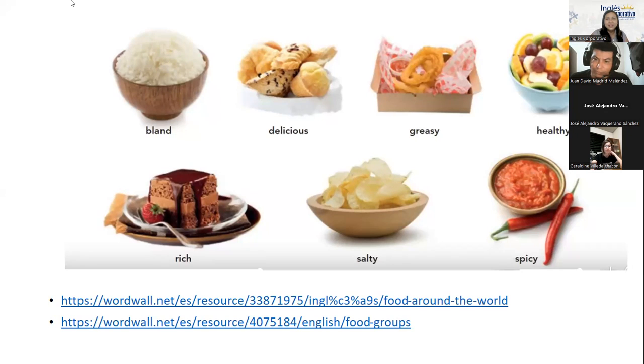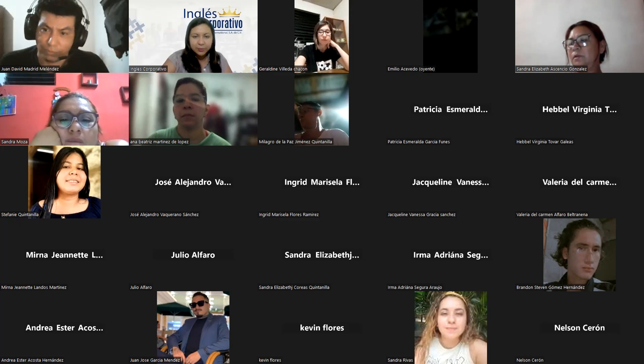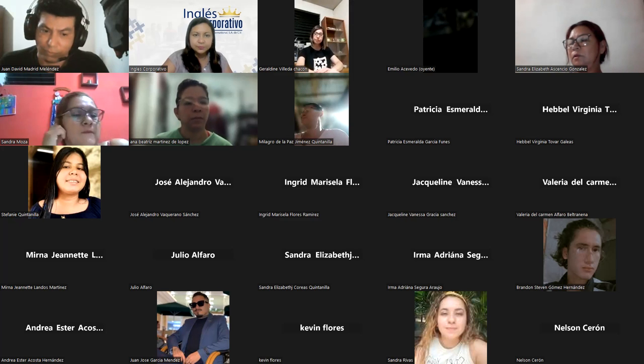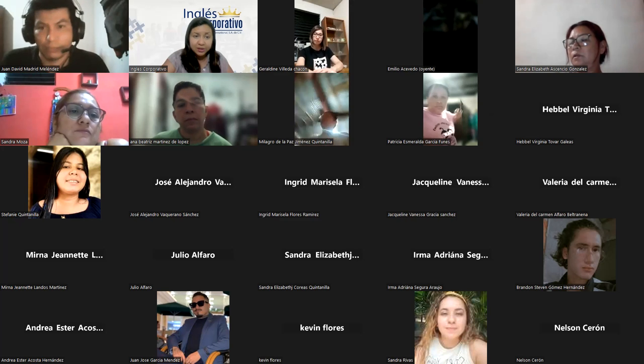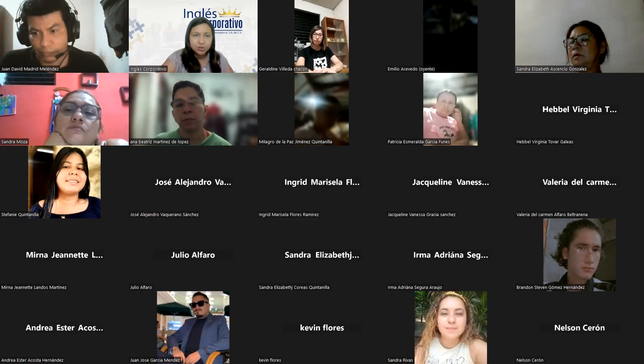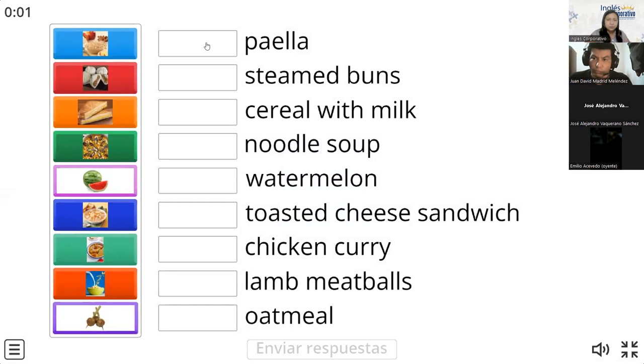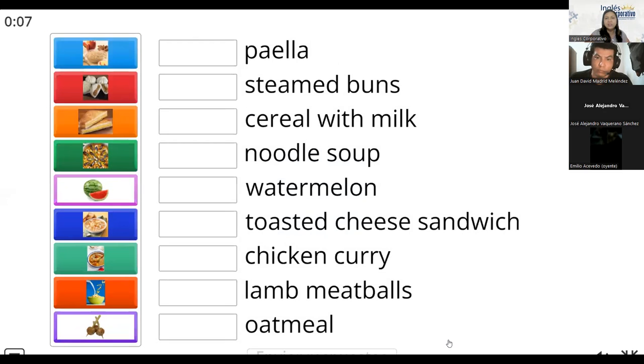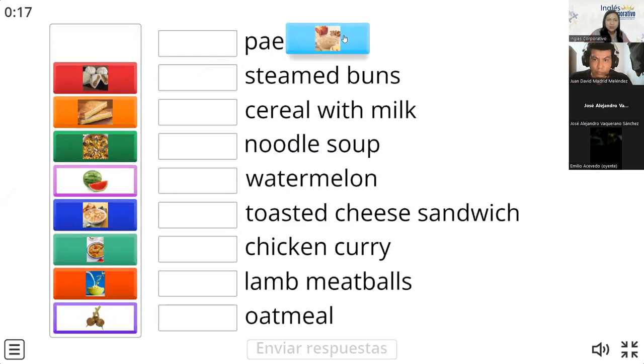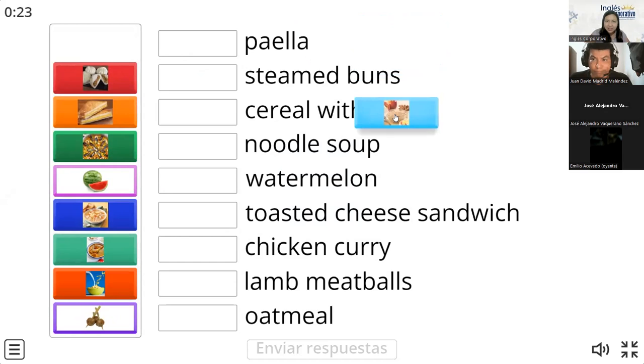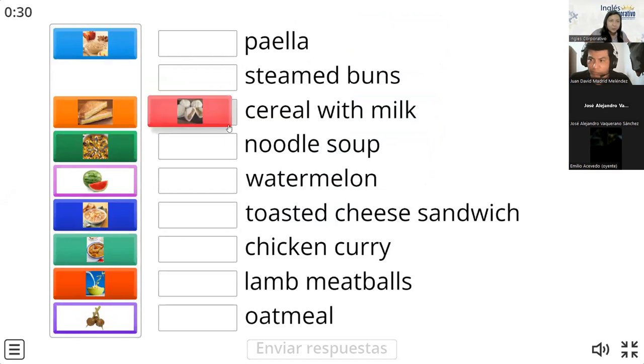Okay, I have some activities here that I want to share with you about the food. More vocabulary for you. It's important that you learn vocabulary. So that's why I'm going to share right now, food around the world. So guys, you're going to help me to match the picture with the food from other countries. For example, paella. Oh, well, I will select the picture and you tell me what it is. Paella? Well, the picture is very small. I'm sorry for that. But I will change to this one.